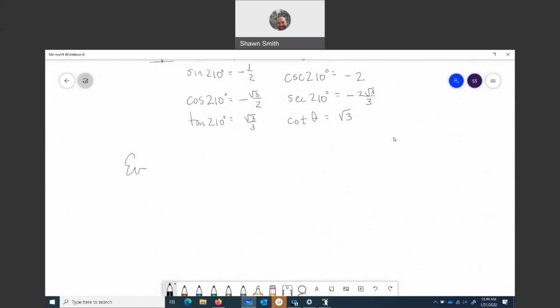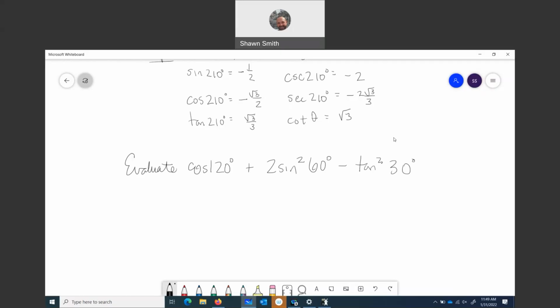All right, so let's do this. Evaluate the cosine of 120 degrees plus 2 times the sine squared of 60 degrees minus the tangent squared of 30 degrees. So we've got 30 degrees and 60 degrees. Those are acute angles. You should just have those numbers memorized. If not, we can figure them out.